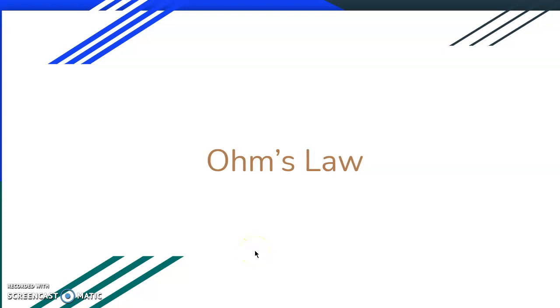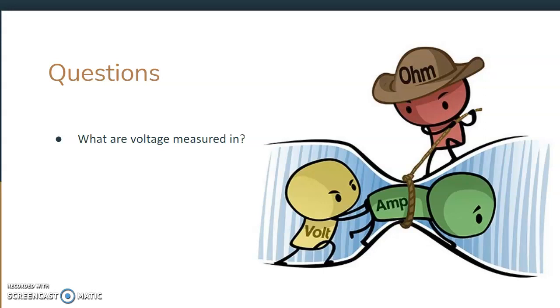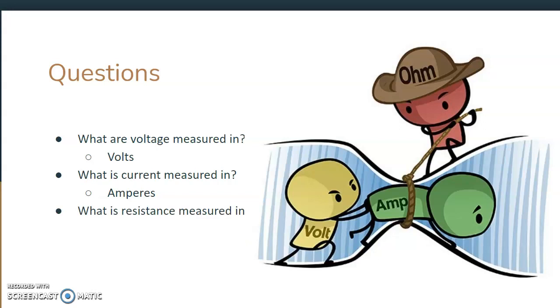Today we're going to be learning about Ohm's Law, which helps us relate some of the terms we've learned, like voltage, current, and resistance. So, some questions. What is voltage measured in? I encourage you to pause the video and think about it for a second. But voltage is measured in volts. What about current? Current is measured in amperes. And what is resistance measured in? Resistance is measured in ohms.